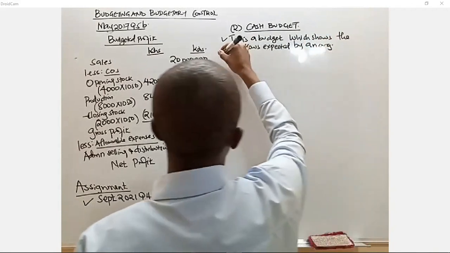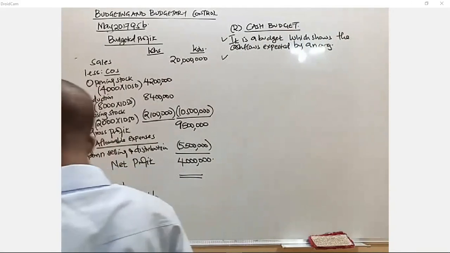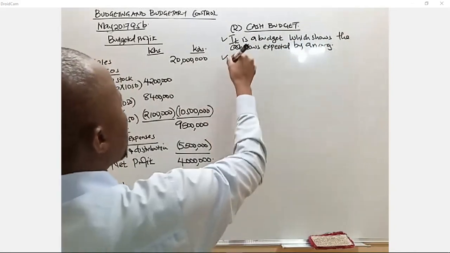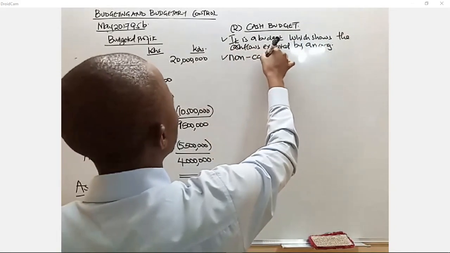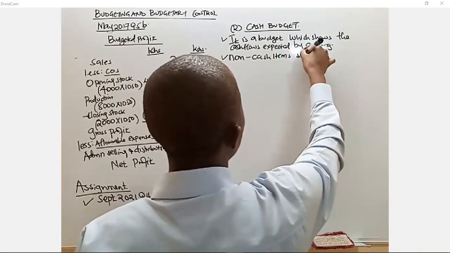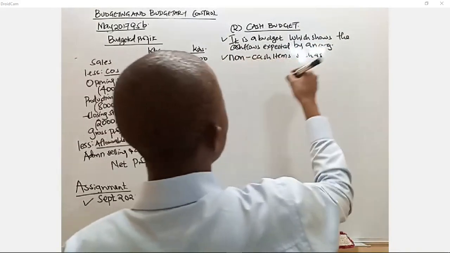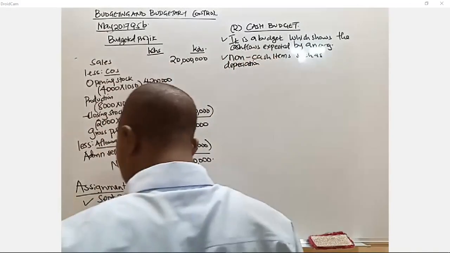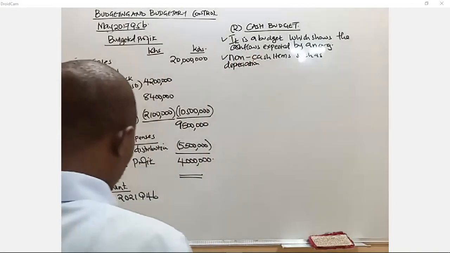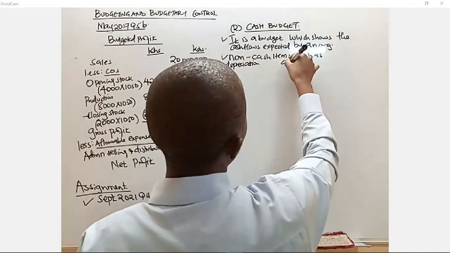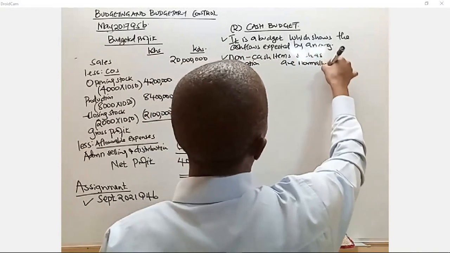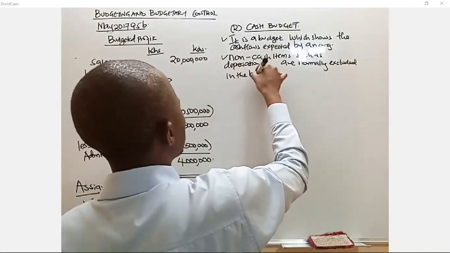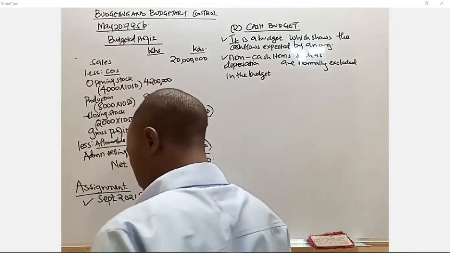We are saying, and this is the thing that you're supposed to be avoiding when you're preparing your cash budget, that non-cash items such as depreciation are normally excluded in the budgets.